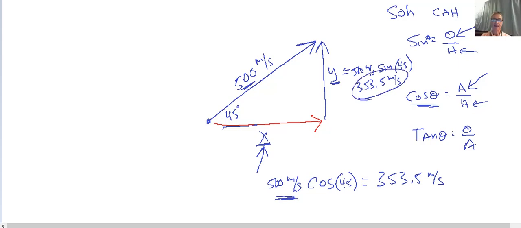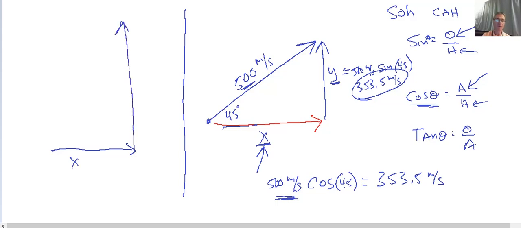Let's say that instead of that, I started out with an x component and a y component. Something like that. Let's say my x component is 100 meters and my y component is 200 meters. I would like to get the value of my resultant vector. So here's my resultant vector here.